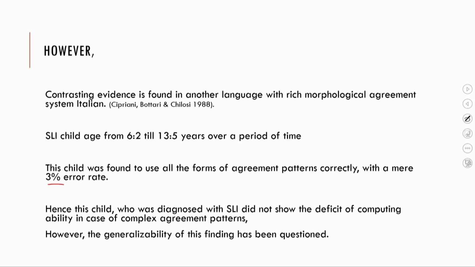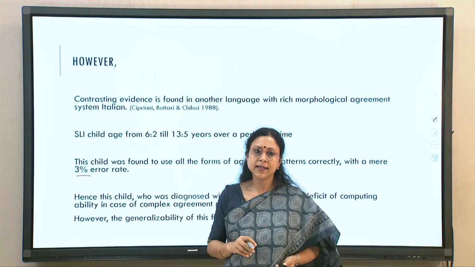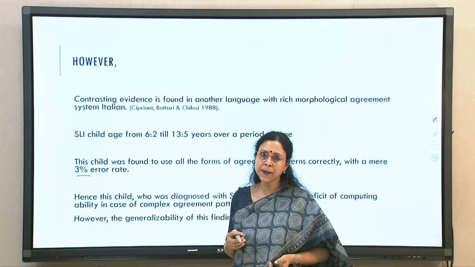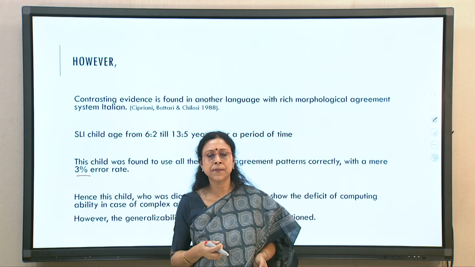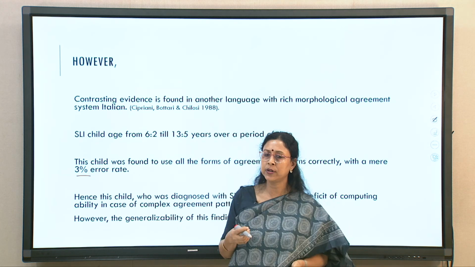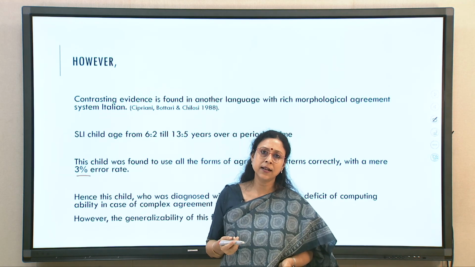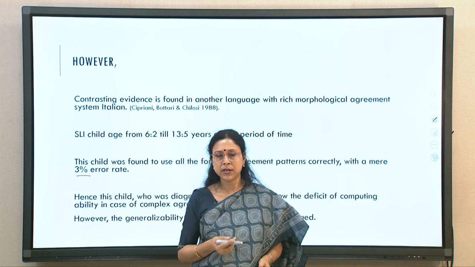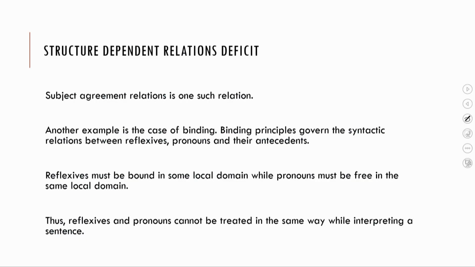So, contradicting evidence also exists. Hence, this child who was diagnosed with SLI did not show a deficit in computing ability in the case of complex agreement patterns. However, generalizability is one issue with this kind of finding. This particular study found a case where the child had no issues, but we cannot generalize beyond a point; we are just presenting the cases as they are. In some cases we have seen a serious deficit, in some cases a very low error rate.